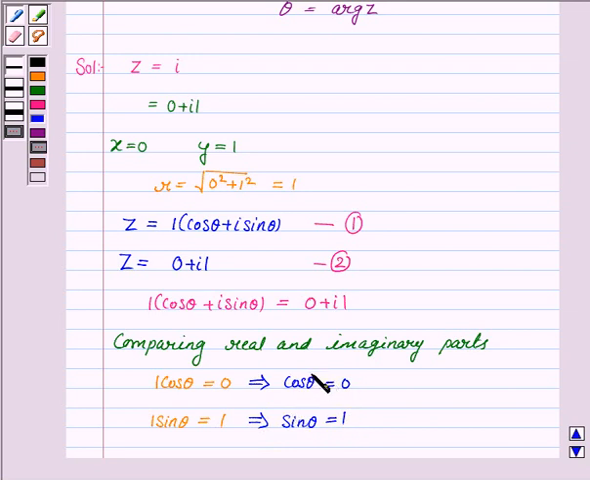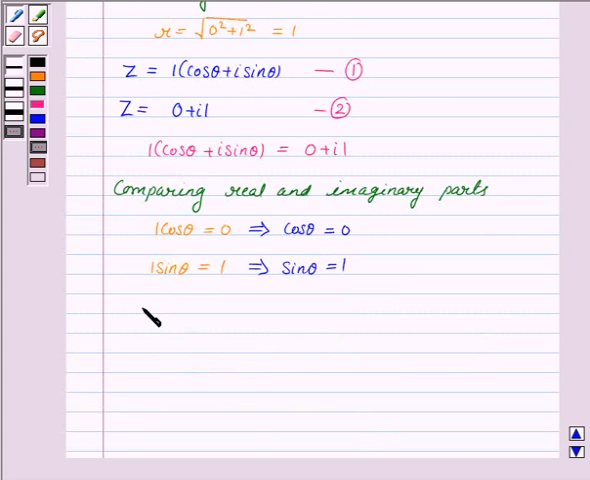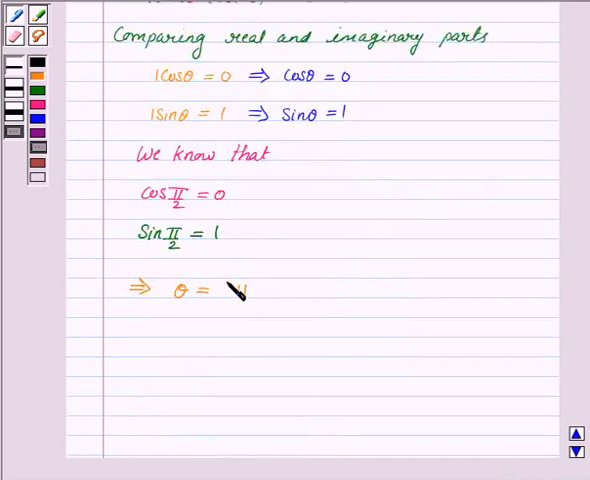Now we need to obtain the value of theta, for which cos theta is equal to 0 and sin theta is equal to 1, right? Now we know that cos pi by 2 is equal to 0 and sin pi by 2 is equal to 1. So this implies that theta is equal to pi by 2.